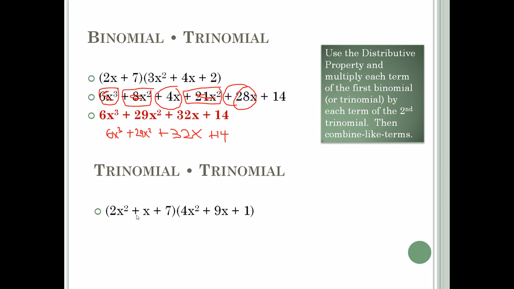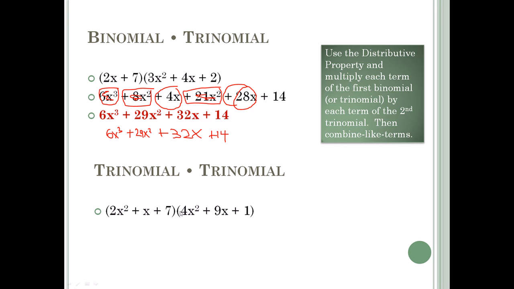You're out. Okay, now this is 1x. Just because I didn't write a 1 here doesn't mean it doesn't have a 1 there. In math, we just assume if there's not a number, it's a 1. I have 1x times 4x squared, which is 4x to the third power. I have 1x times 9x, which is 9x squared. I have 1x times 1, which is 1x. Last one, that one's out.